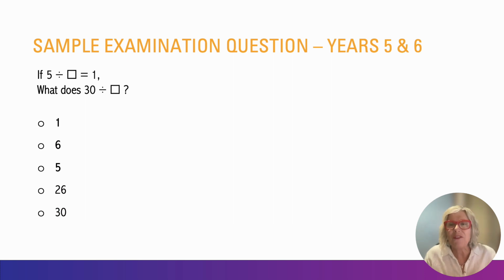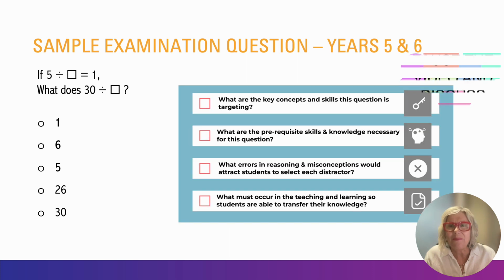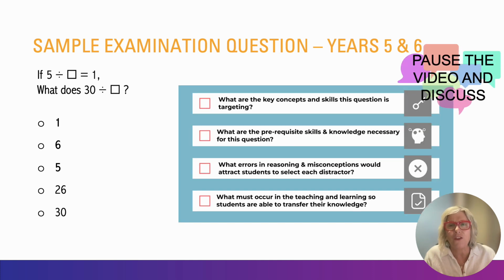Here is an example of a question targeting years 5 and 6. Carefully read the question and then consider and discuss each focus question. You may find that you want to discuss the focus questions in a different order. That is no problem. Pause the video for approximately 5 minutes to discuss the focus questions and ensure that someone is scribing. When you're finished, recommence the video.